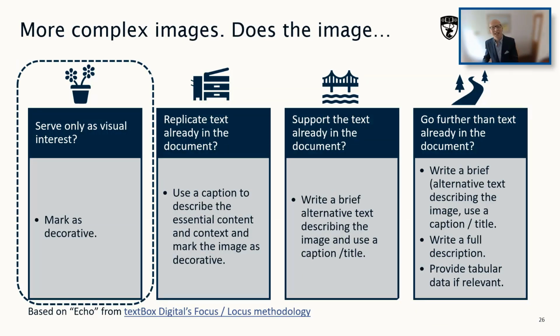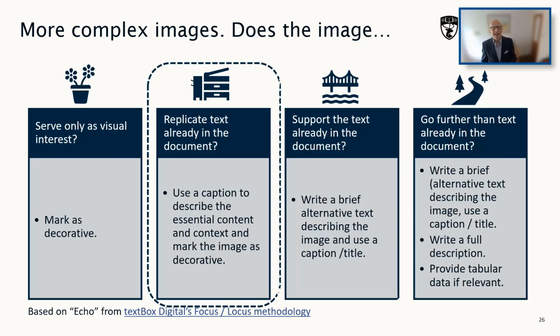While the general recommended length for alternative text is about 2 sentences, when an image is more complex, like a chart or graph, we may need to write a longer description of the image. I use this guide to explain when we may need to write a long description for an image. So if we're just using the image for visual interest, we'll mark it as decorative. If the image replicates text already in the document, then we should add a caption describing the essential content and context and use the alt text feature to mark the image as decorative.